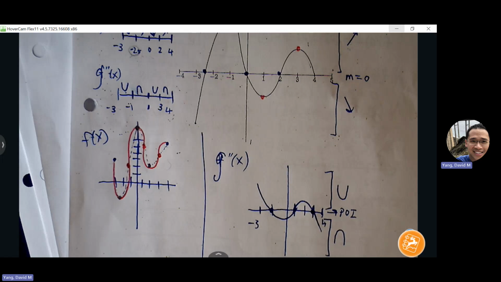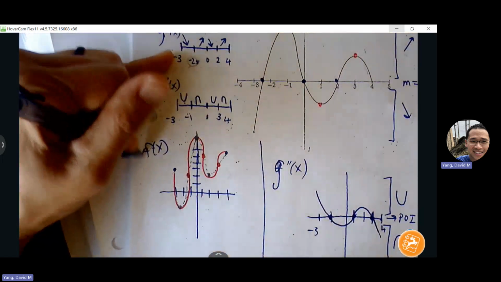For this one, you label it like G prime range. Yeah. Sorry. So g of x, G prime, G double prime.